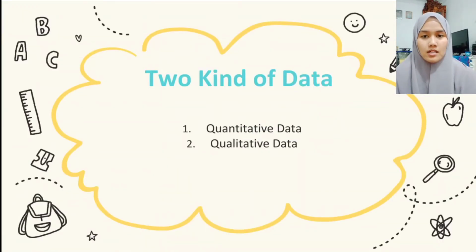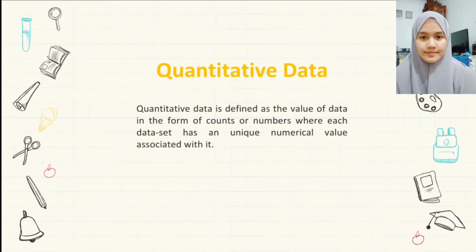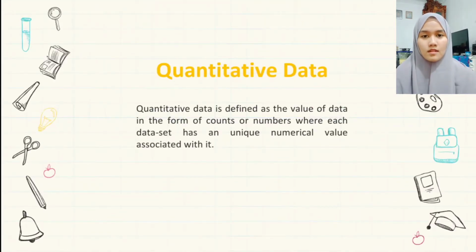There are two kinds of data, quantitative and qualitative data. Quantitative data is defined as the value of data in the form of counts or numbers, where each data set has a unique numerical value associated with it. This data is any quantifiable information that can be used for mathematical calculations and statistical analysis, such that real-life decisions can be made based on these mathematical derivations.